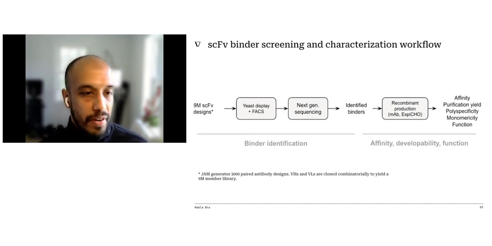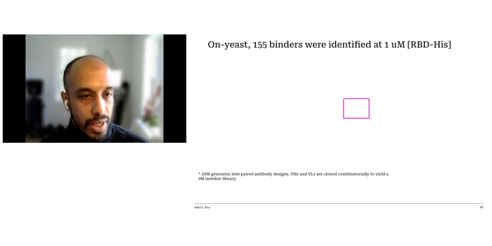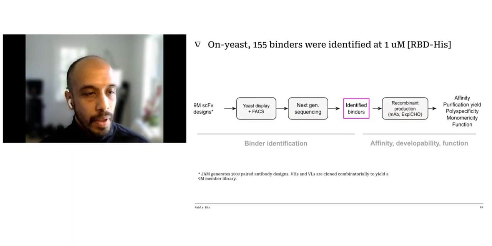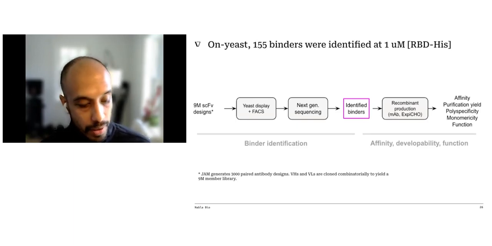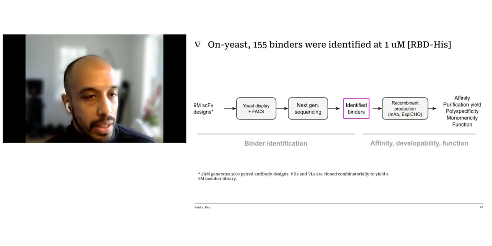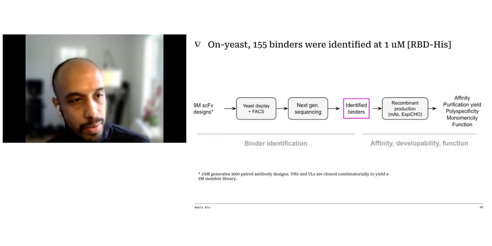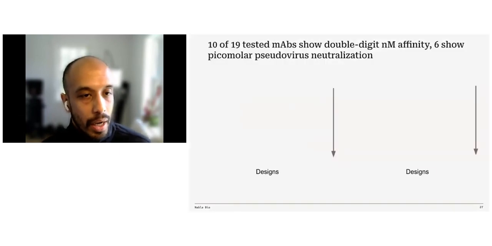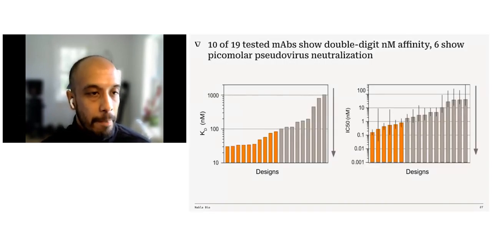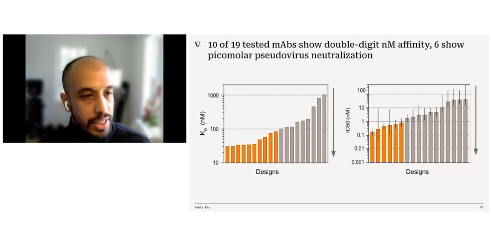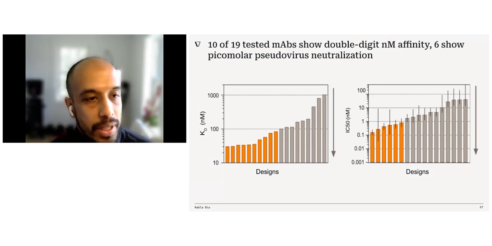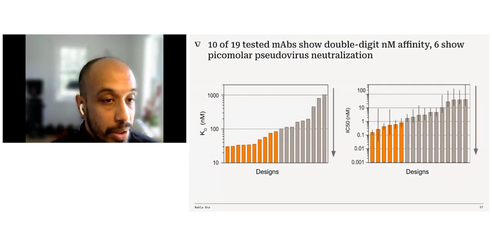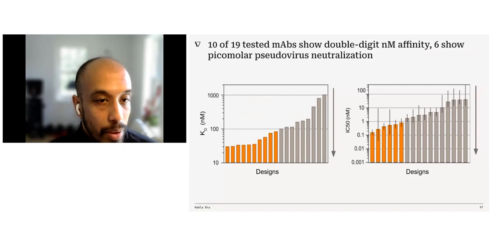Again, we put that through yeast display and FACS, sequence out the binders with NGS, and then given those identified binders, we'll do follow-up characterization on those. We attempted to design scFvs to RBD, and what we saw after going through this workflow is 155 binders that bound RBD at a 1 micromolar concentration on the surface of yeast. And we took a random 19 of those, and 10 of them showed double-digit nanomolar affinity for RBD or better. And so that's on the left plot here.